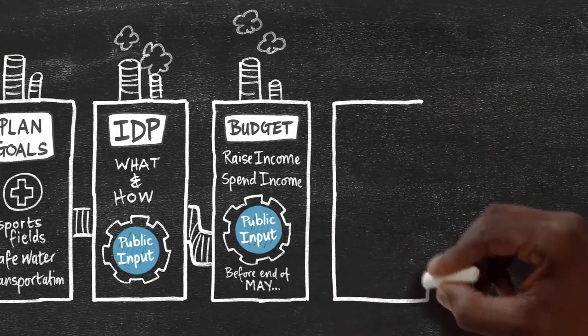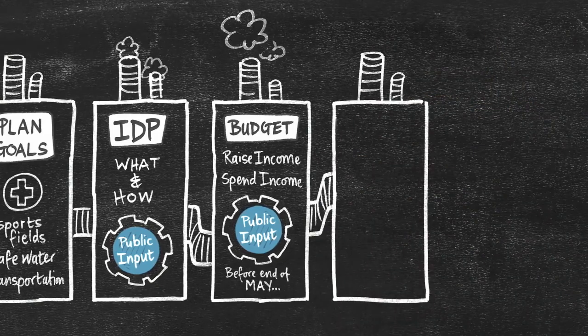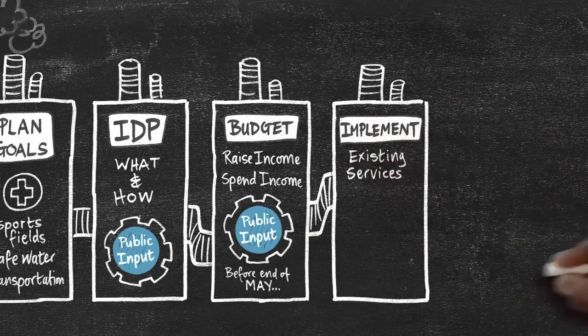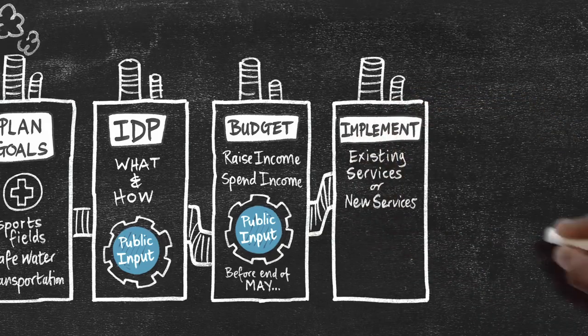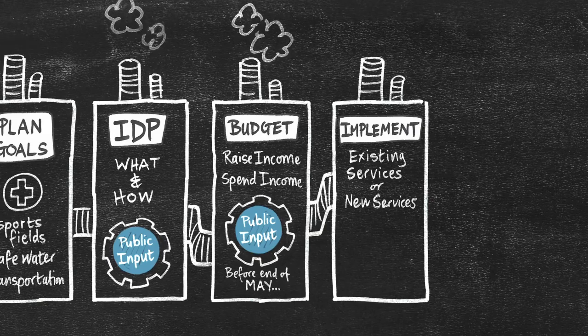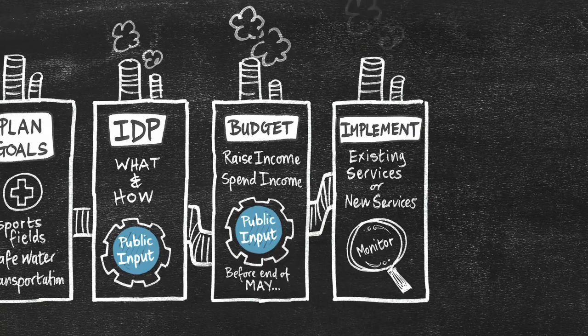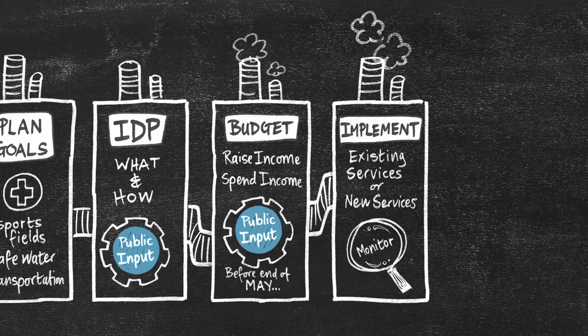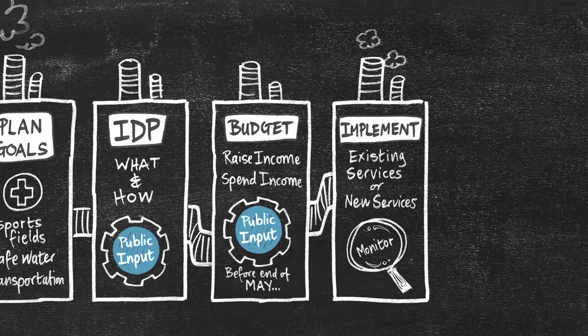And once the budget is adopted, the municipality will implement its goals by either managing and maintaining existing services or by building new ones. The reaching of these goals and the money spent against them have to be monitored. Municipalities regularly assess how they are doing on implementing their budgets.